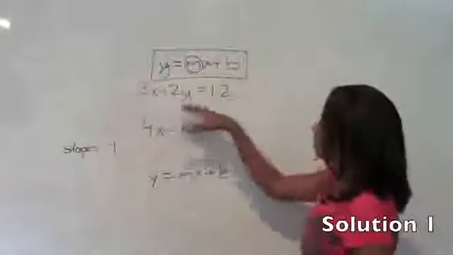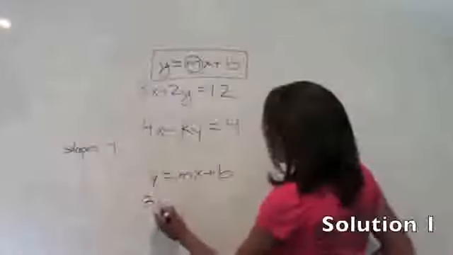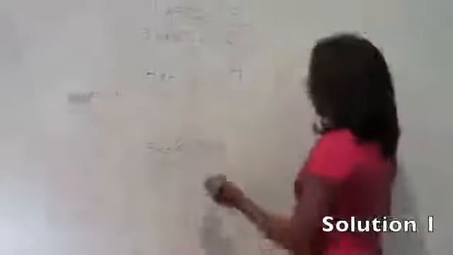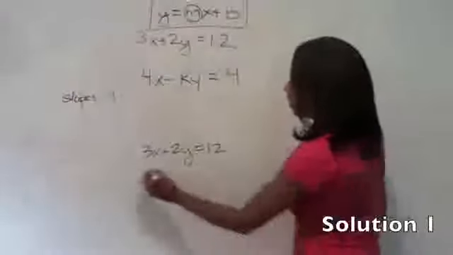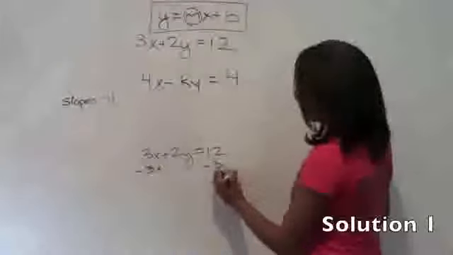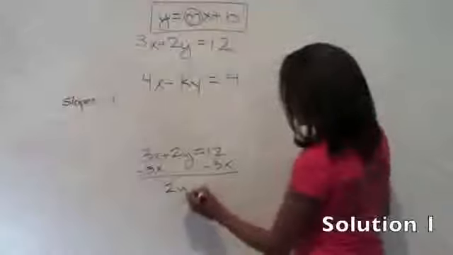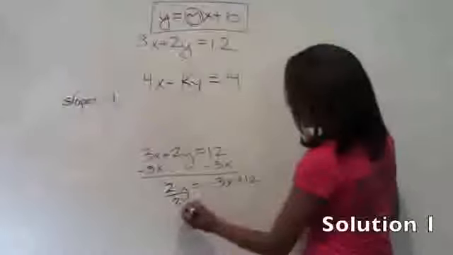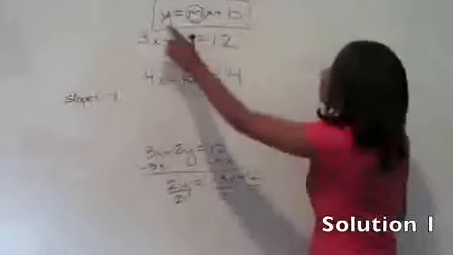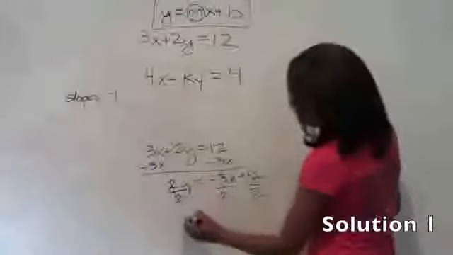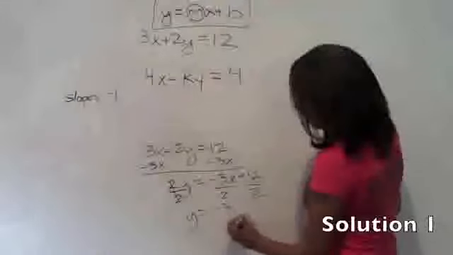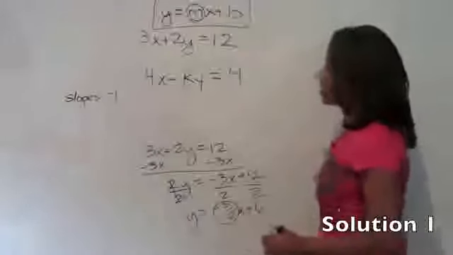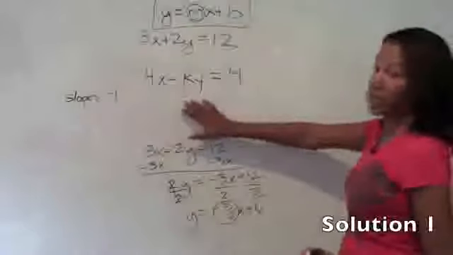So this first one, 3x plus 2y equals 12. I want to get y by itself, so I'm going to subtract 3x from both sides, and then I'll get 2y equals -3x plus 12. Then I'm going to divide through by 2, because we want the equation to have y by itself. So we get y equals -3/2 x plus 6. Our slope is -3/2.